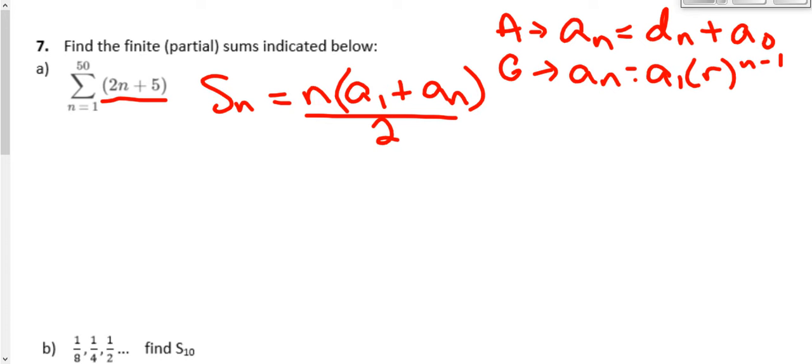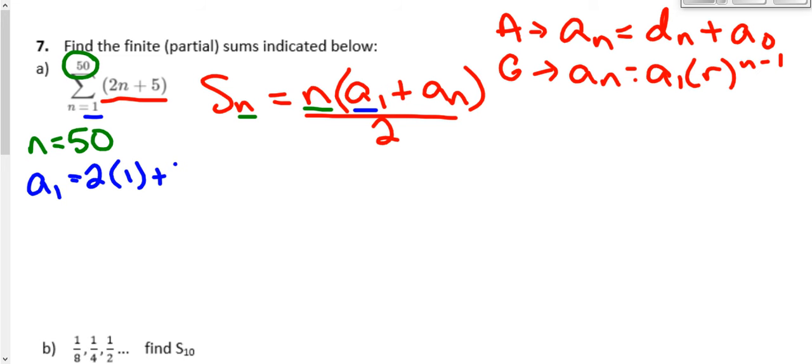So if I want to plug things into this formula, I need some information. I need n, so it's the sum up until the nth term, and I can find that in my sigma notation problem right here. N is going to be the last term I care about, which is the number 50, the 50th term. I'm also going to need a sub 1. A sub 1 should be the first term, and in the sigma problem, to find the first term, I plug in the number 1. So I'm going to have to do 2 times 1 plus 5 to find the first term. So it's 2 plus 5, which is 7.